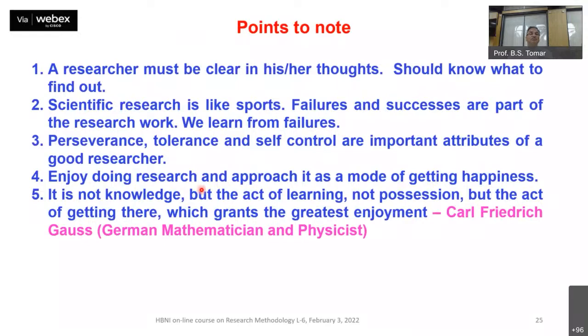Lastly, some important suggestions for you, points to note. A researcher must be clear in his or her thoughts and should know what to find out. So clarity of thoughts is very important. Scientific research is like sports, wherein failures and successes are part of the work and we learn from our failures. So don't be afraid of failures. If you fail in one experiment, you learn much more from that experiment. Perseverance, tolerance, and self-control are important attributes of a good researcher.